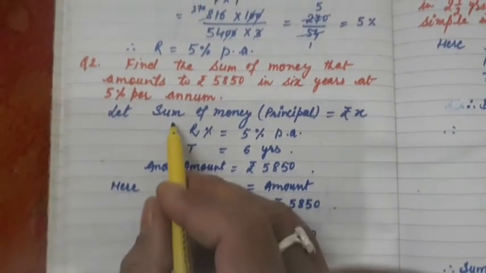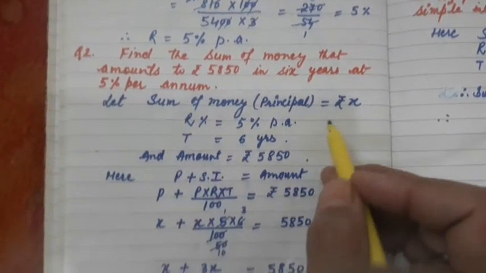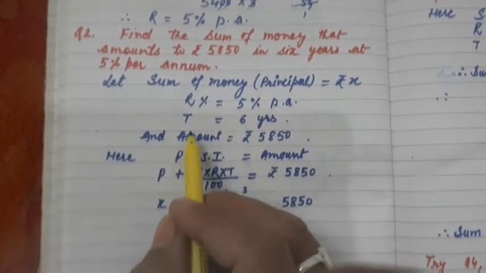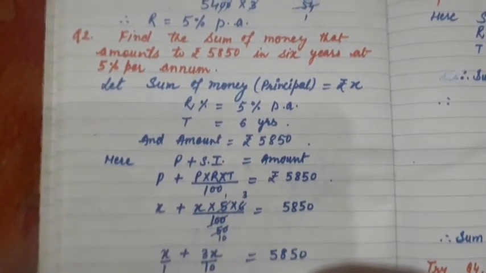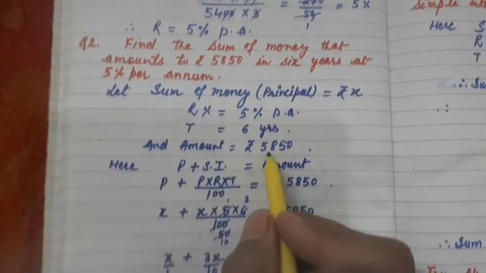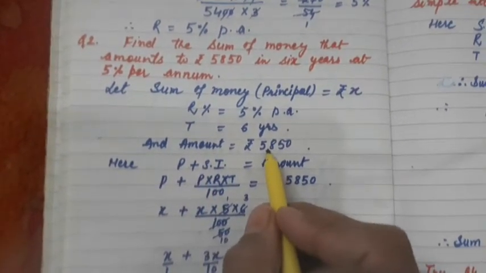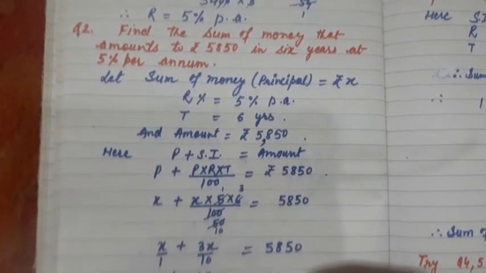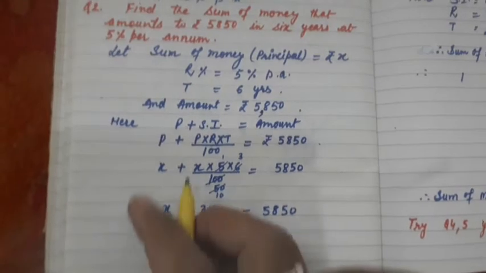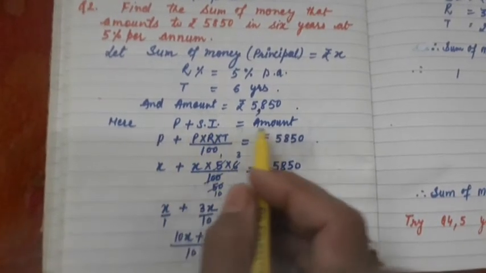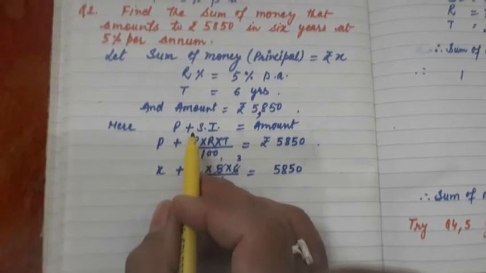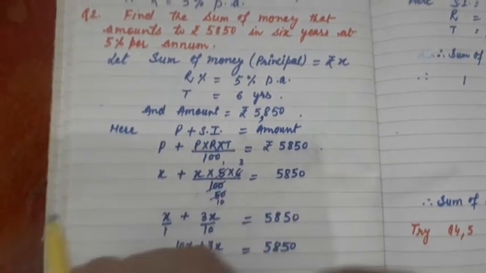So let us suppose that the sum of money is rupees X and the rate of interest is also given, that is 5% per annum. Time is also given, that is 6 years. And one more thing is given, that is the amount, that is 5850. So we know the formula for amount, that is principal plus simple interest. Using this formula we can solve this. It is the same as the second part of question number 1 that we have done.